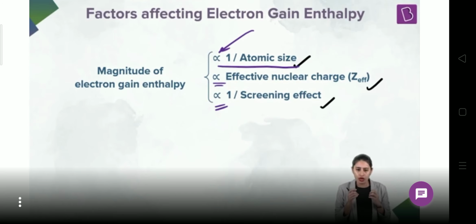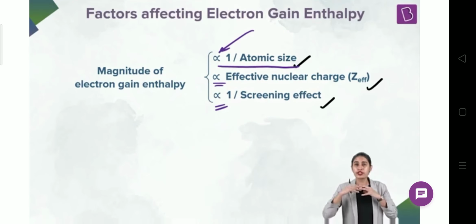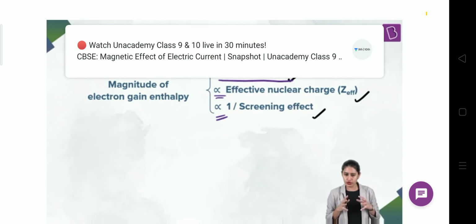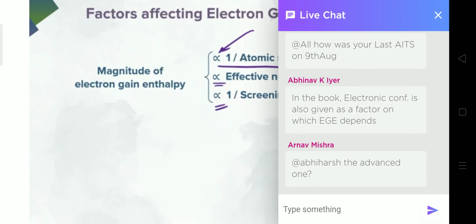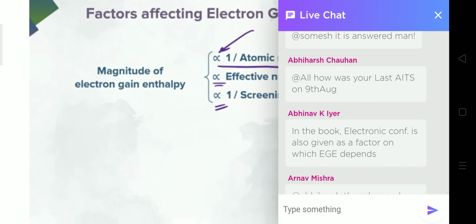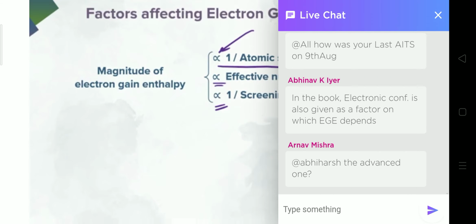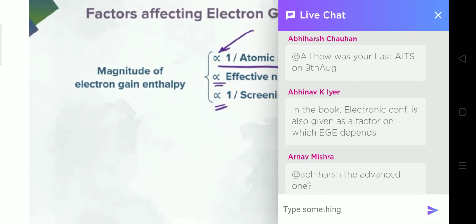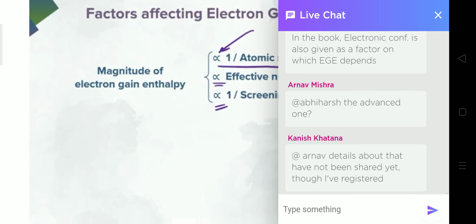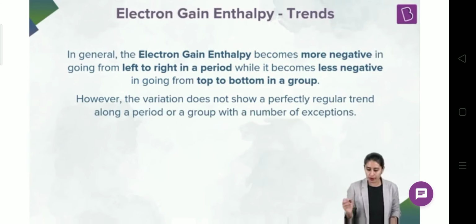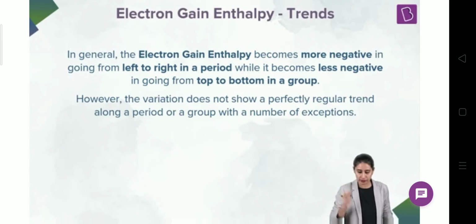Smaller the atom, the nuclear force of attraction is very high. So you can understand this positive attraction is very high towards any negative electron, and hence the magnitude of electron gain enthalpy will be high. Okay, so more energy will be released. Now let's understand electron gain enthalpy layer by layer with a few points which I want you to keep in mind.